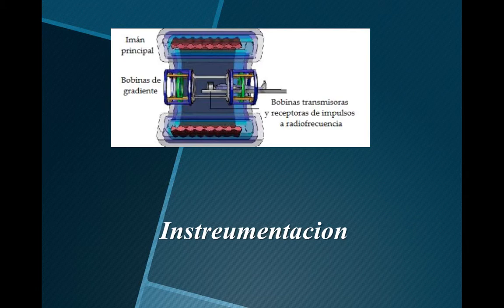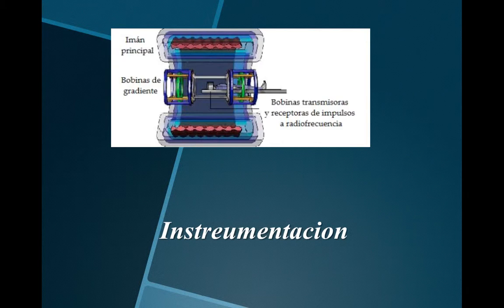Instrumentation. In this case, there are three parts of the MRI. The first part is the magnet. It is a great static magnetic field that produces the microscopic magnetization of the sample. Clinical MRI imaging uses magnetic fields whose intensity varies between 0.2 teslas and 3 teslas.